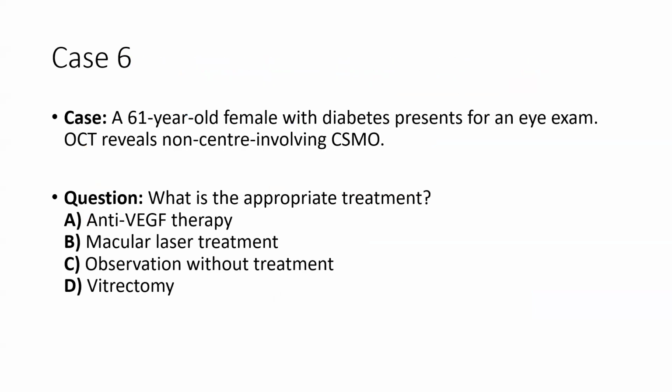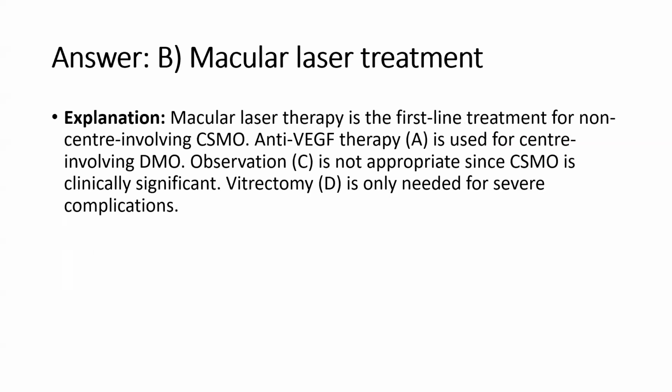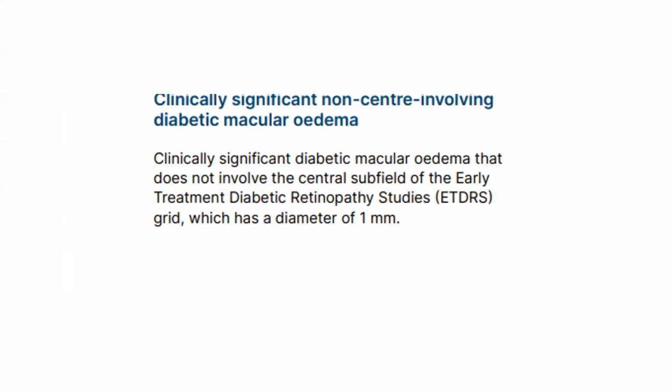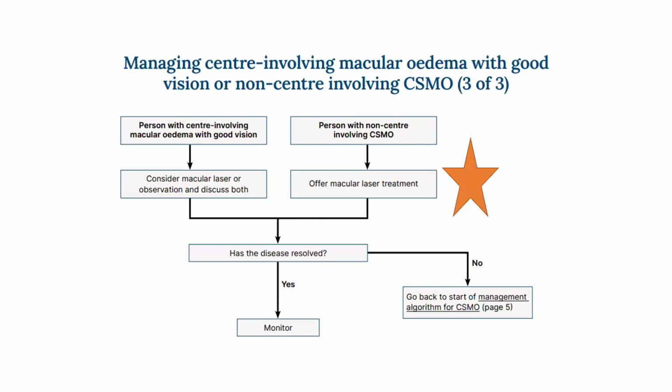Now we have a case scenario 6 where we have a 61-year-old female with diabetes presents for an eye exam. OCT done reveals a non-center involving CSMO, which is clinically significant macular edema, but non-center involving. What is the appropriate management? Anti-VEGF, macular laser, observation without treatment, or vitrectomy. So here, macular laser is the first line treatment for non-center involving clinically significant macular edema. And we see this from the guidelines.